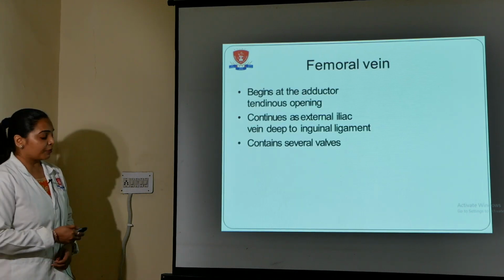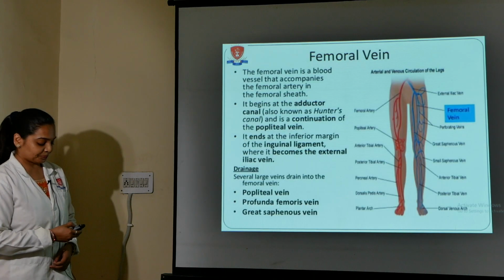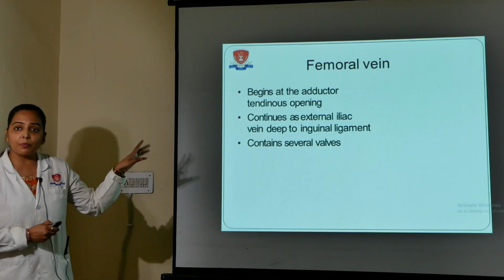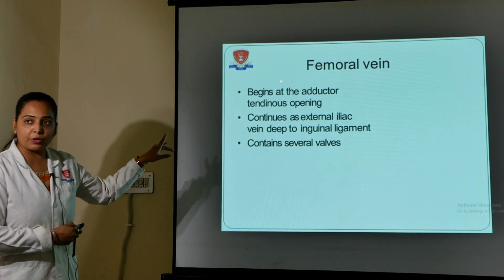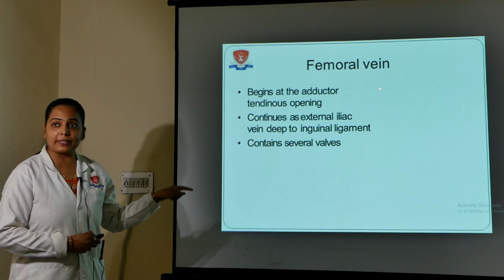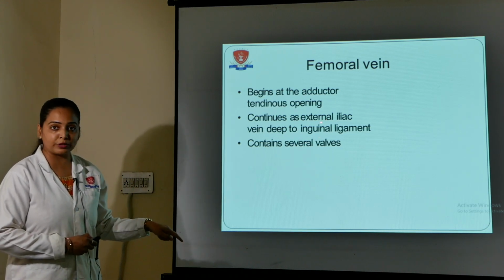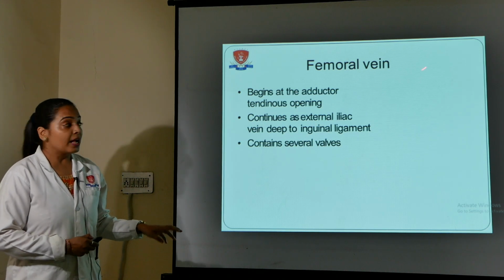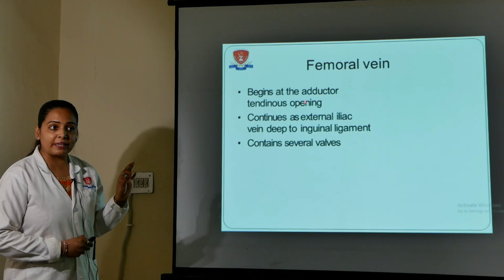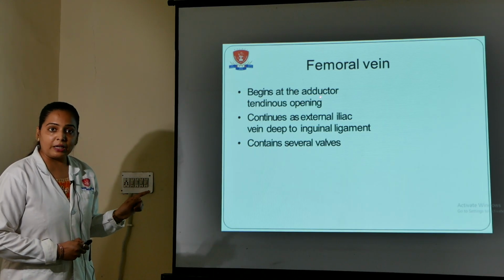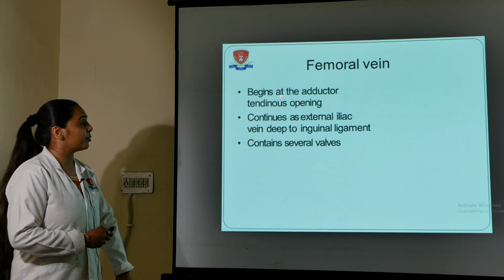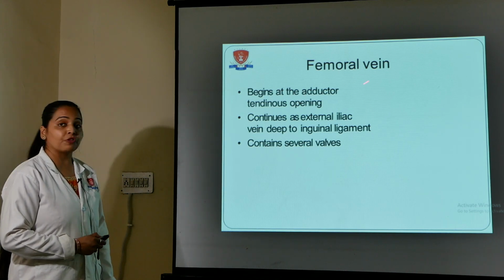Femoral vein. Now the femoral vein begins at the adductor tendinous opening. As we have discussed, the femoral artery continues from the base of the femoral triangle till the adductor canal. It pierces the adductor magnus. From the adductor hiatus it enters into the popliteal fossa and continues as the popliteal artery. Likewise the femoral vein is the continuation of the popliteal vein. It will enter into the adductor canal through the adductor hiatus, and then from the adductor hiatus it will enter into the femoral triangle and continue as the femoral vein.